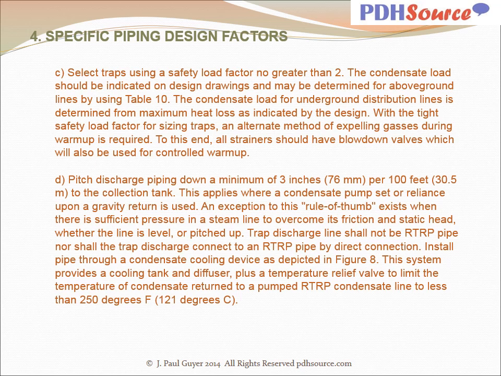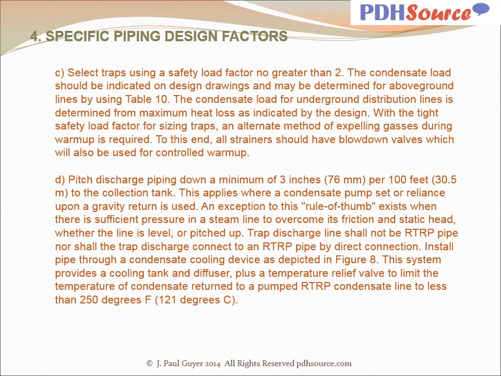Pitch discharge piping down a minimum of 3 inches per 100 feet to the collection tank. This applies where a condensate pump set or reliance upon a gravity return is used. An exception to this rule of thumb exists when there is sufficient pressure in a steam line to overcome its friction and static head, whether the line is level or pitched up.